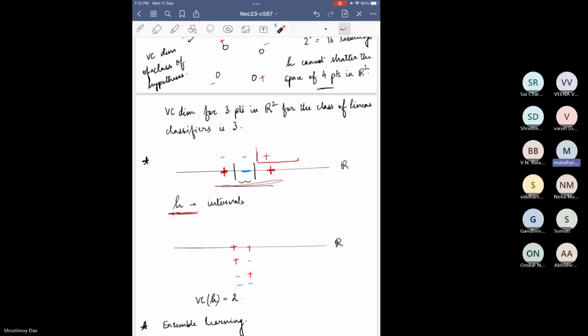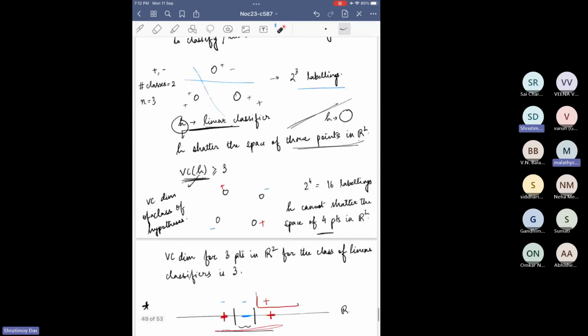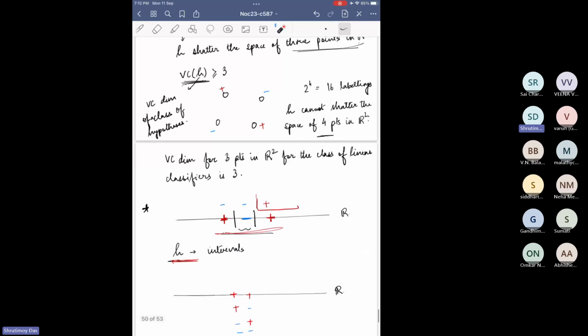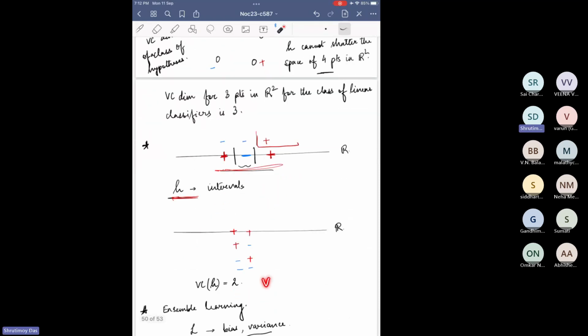Then what is VC of H? Are both the same as VC dimension? VC is VC dimension, yes. This is the VC dimension of H. VC dimension of H is 2.